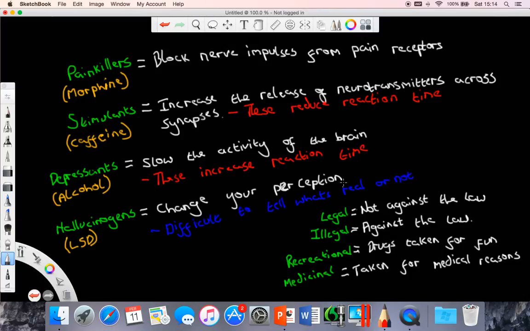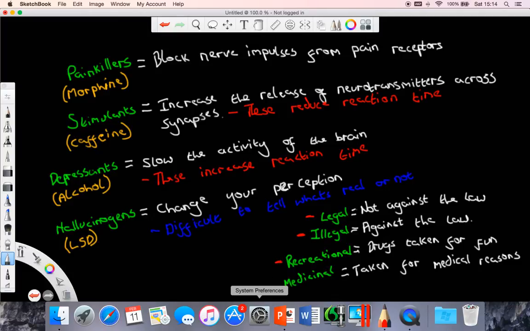Okay? Traditionally, pupils tend to struggle with this idea of legal and illegal. You either get it or you don't. My advice would be, if you can buy it from Tesco, it is legal. If you can't buy it from Tesco, it's illegal, okay? Because you can't buy cocaine from Tesco, yeah? But you can buy cigarettes from Tesco. That's because cigarettes are legal, cocaine is illegal, okay?